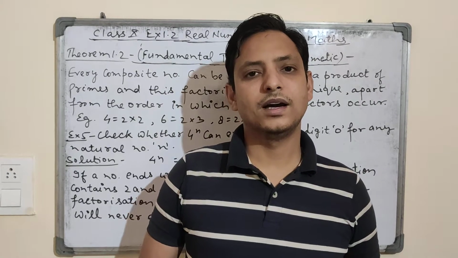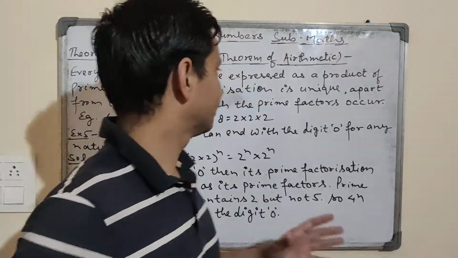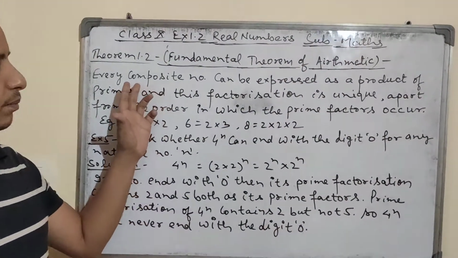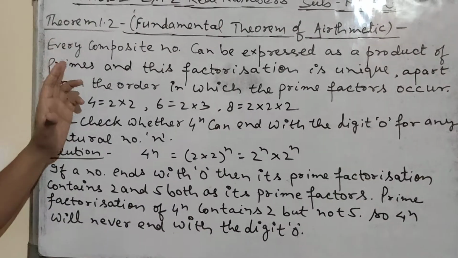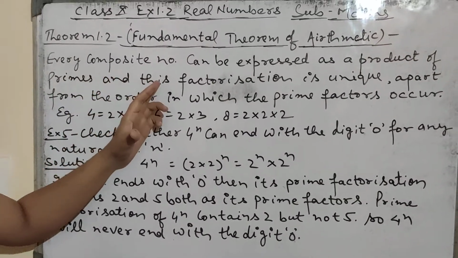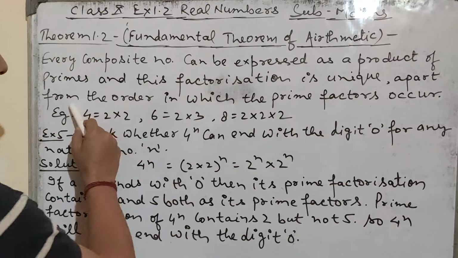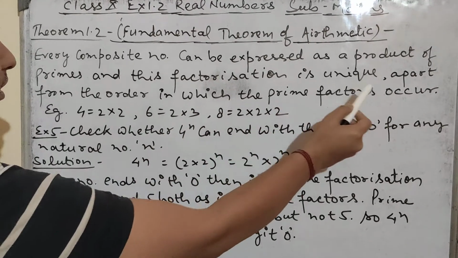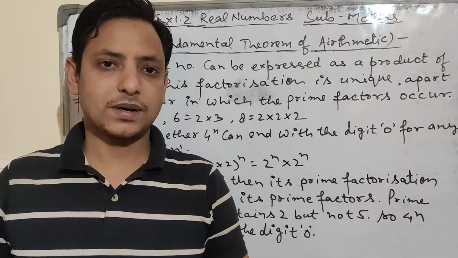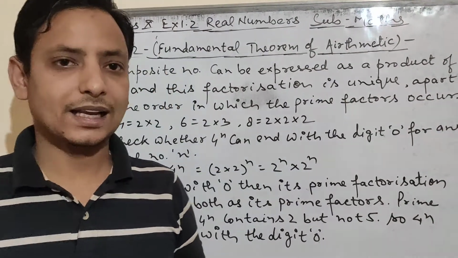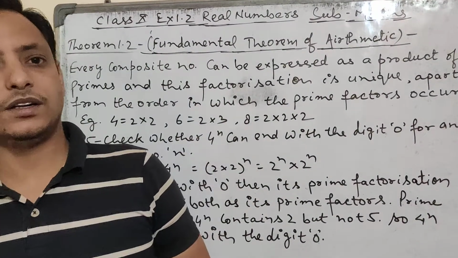Today we will discuss exercise 1.2 of real numbers, and in this exercise we will discuss the fundamental theorem of arithmetic. According to the fundamental theorem of arithmetic, every composite number can be expressed as a product of its primes, and this factorization is unique apart from the order in which the prime factors occur. It means that every composite number can be expressed as a product of its primes, and this factorization is unique apart from the order in which the prime factors occur.